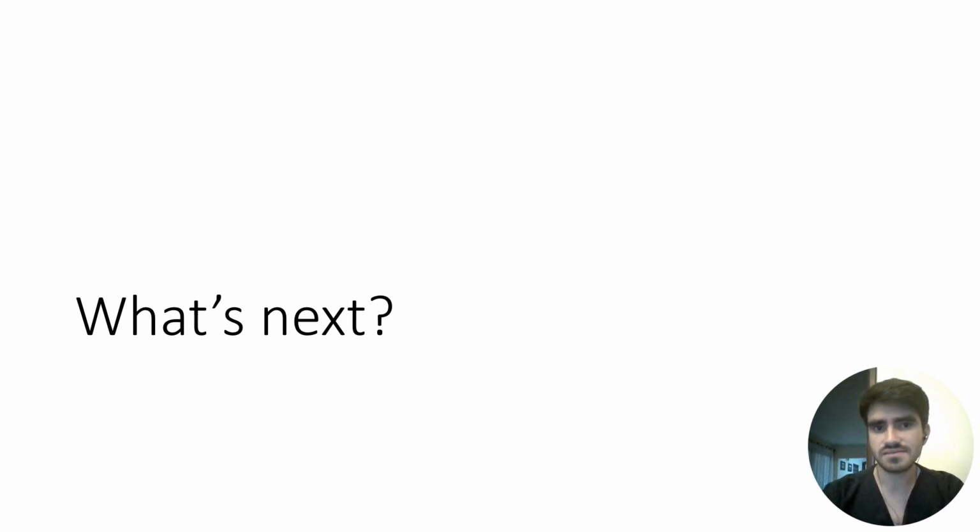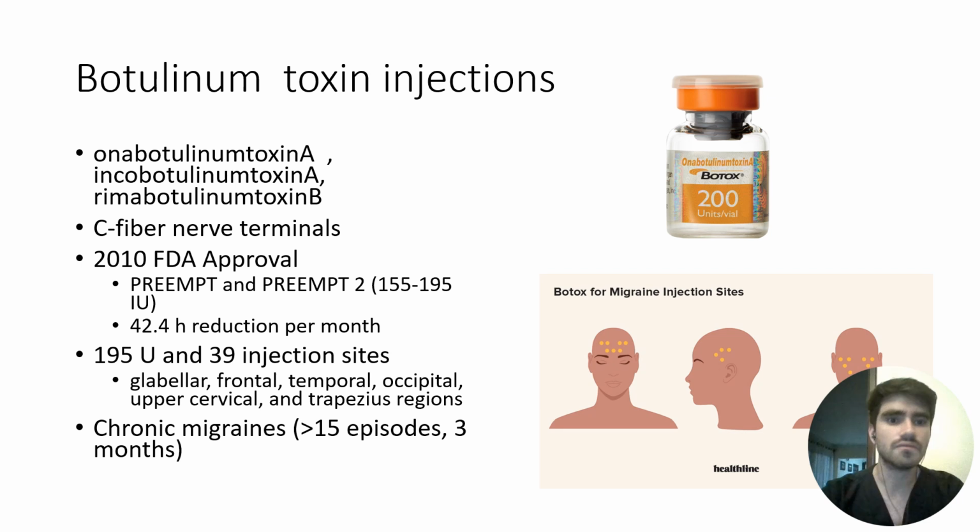And finally, let's talk about some of the newer treatments for migraines. One of the treatments that has shown promising results is the use of botulinum toxin, most commonly known as Botox. For many years, Botox was used as an off-label medication for treating migraines, but after 2010, when the results of the PREEMPT and PREEMPT2 trials were released, the FDA approved the use of this medication for migraines. Botox can be injected in 39 different places, especially in the frontal and the occipital regions of the scalp. This is an especially effective treatment for patients with chronic migraines.